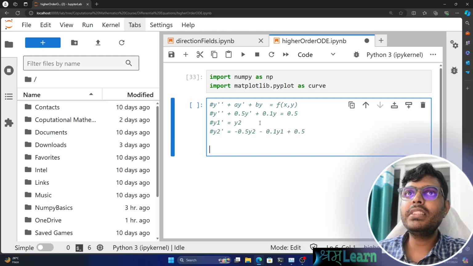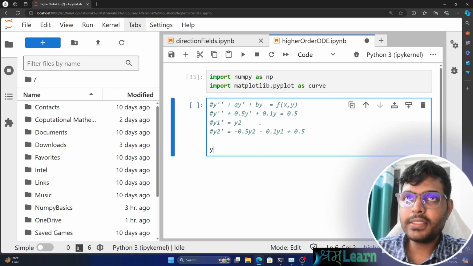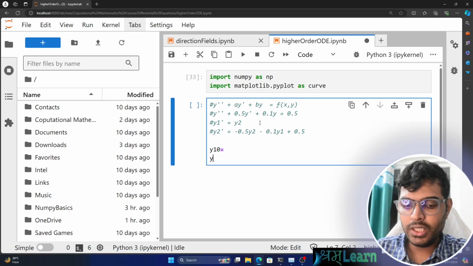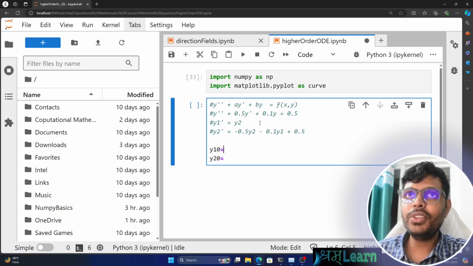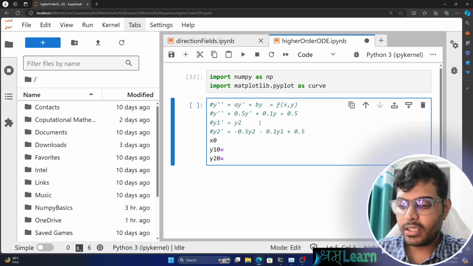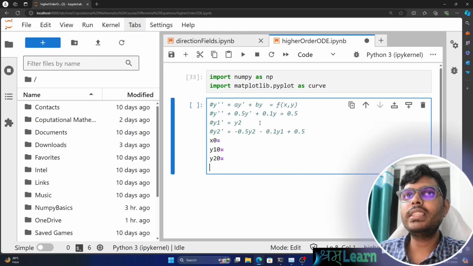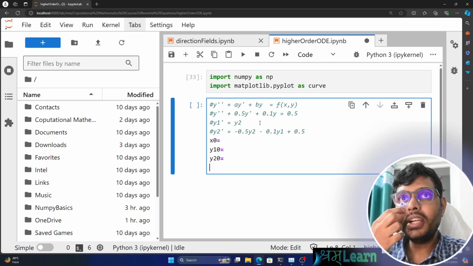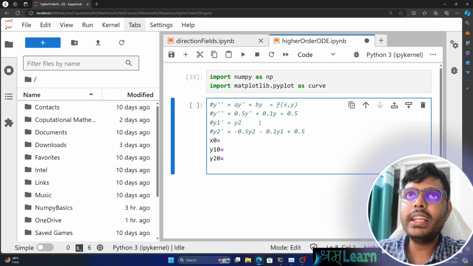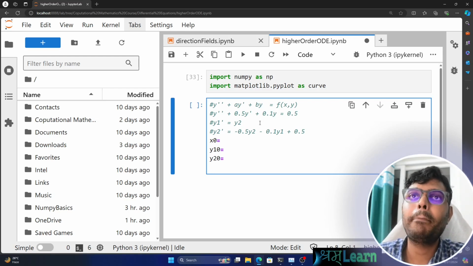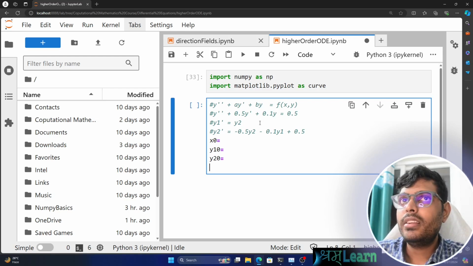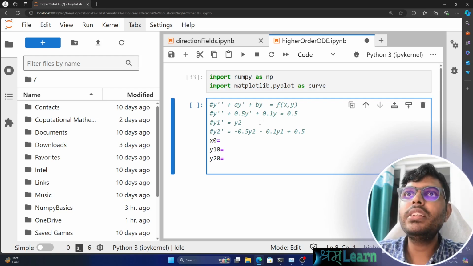Next, can we start with the initial conditions? Yes, y1 naught is something, y2 naught is something that we don't want to put here, but these are initial conditions. x naught is something. Okay, having set the initial conditions, what do we do? Can we write the differential equation solution? Yes, we can.